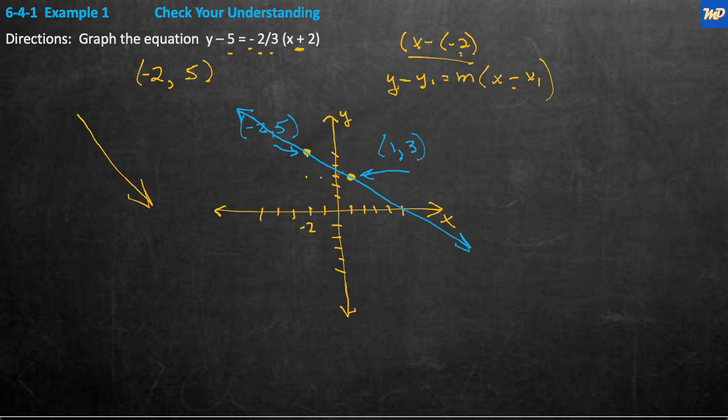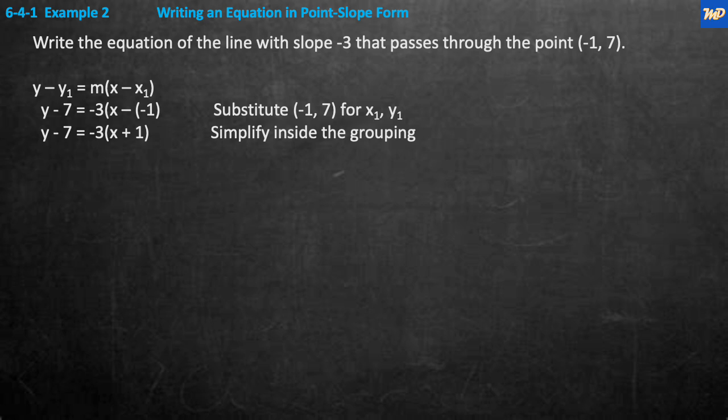Okay, good. Example 2, it says writing an equation in point slope form. So write the equation of a line with slope negative 3 that passes through the point negative 1, 7. We've just done this, right? So we're going to do it again, a little more practice.